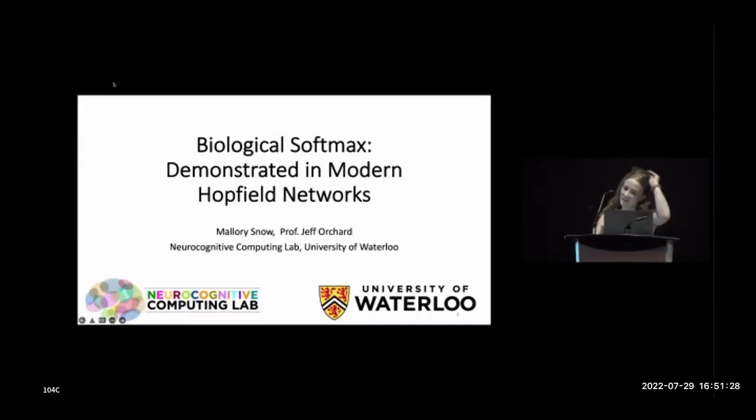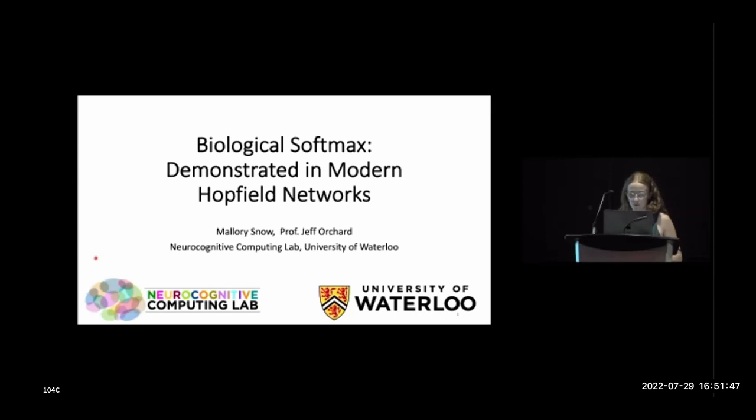Okay, hi everyone. My name is Mallory Snow. I'm a master's student at the University of Waterloo, and I'm a part of the Neurocognitive Computing Lab. And I work under the supervision of Professor Jeff Orchard. And today I'm going to be presenting our work on a biological softmax function, which we demonstrate in modern Hopfield networks.